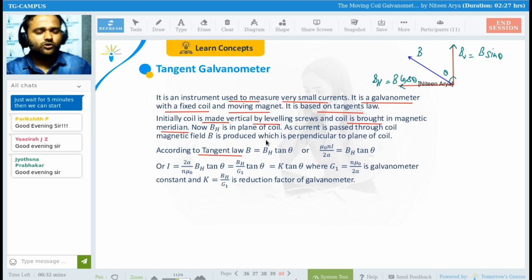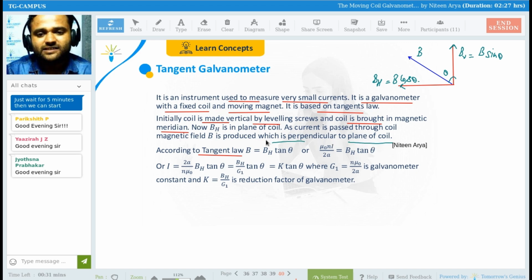So this is meridian, and so many things we are going to understand in the next chapter, because right now I cannot teach those many things. So BH and this I can teach you. Okay. So B is produced, which is perpendicular to the plane of coil. Now BH is in the plane of coil.